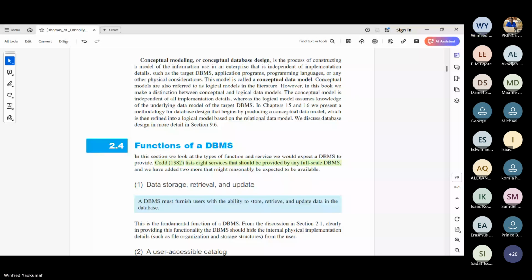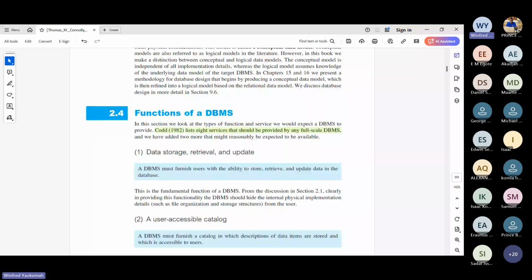It should have the ability to store data, retrieve, and update. So it should give users interfaces or the ability to store, retrieve, and update data in the database. Please remember that we are talking about the database management system, the functions. It is different from the database. This is an intermediary sort of component or software that falls between the user's interfaces or application software and the database. So of course, since it lies in between the database and the application software, it should allow users to store, retrieve, and update data.